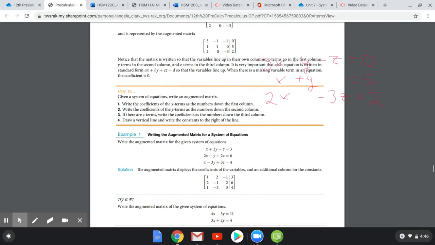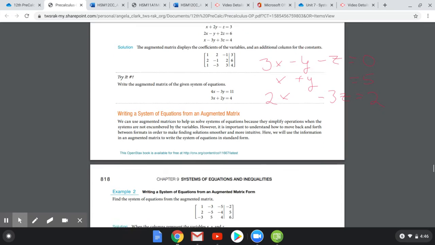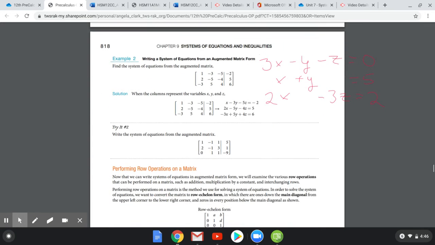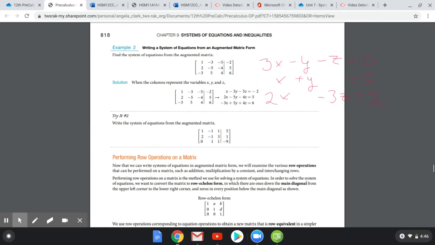All right, so you can also go from matrix to system. Hopefully that's pretty straightforward. Basically, each row is an equation, and this is coefficient of the x, coefficient of the y, coefficient of the z, answer. So we can go in either direction with this.